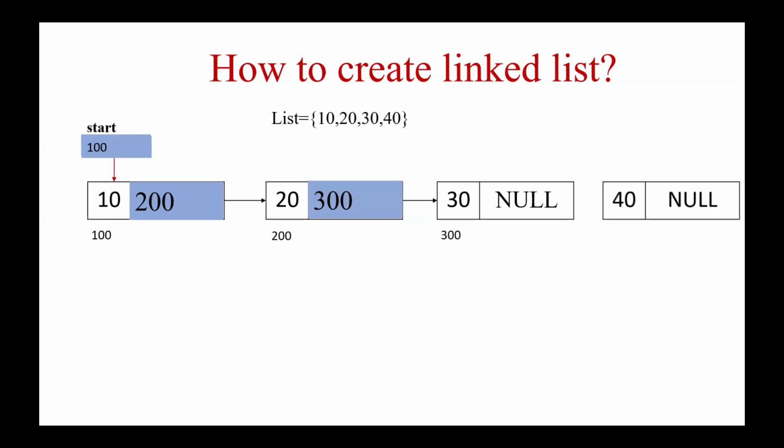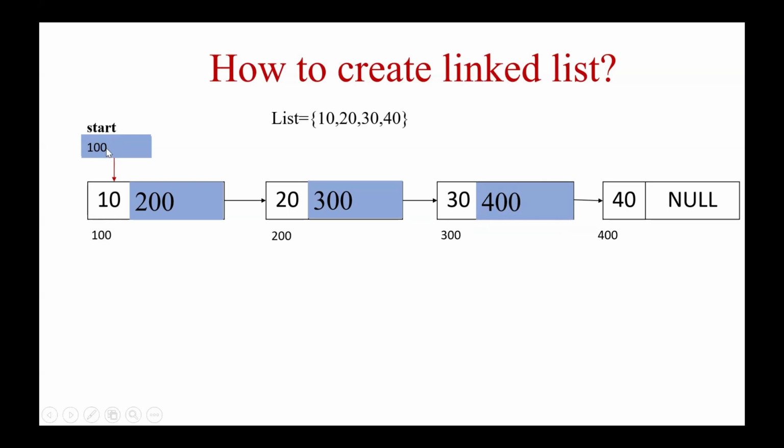So we create the node, store the data value 40, and store the null value. For example, it returns the address value 400. If we store 400 into the third node, then what happened? Connection is established to the newly created node. So now our linked list is created with four elements.